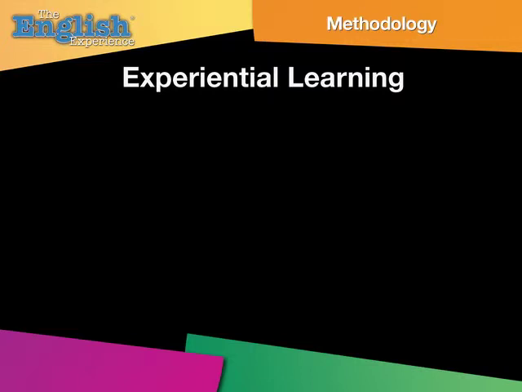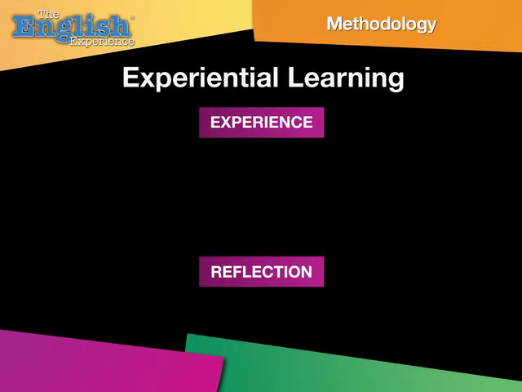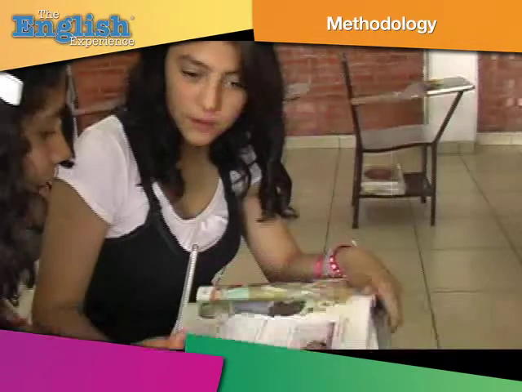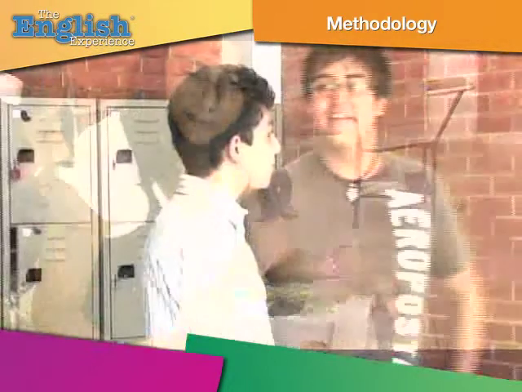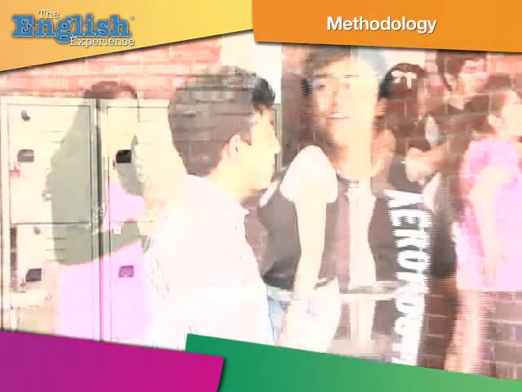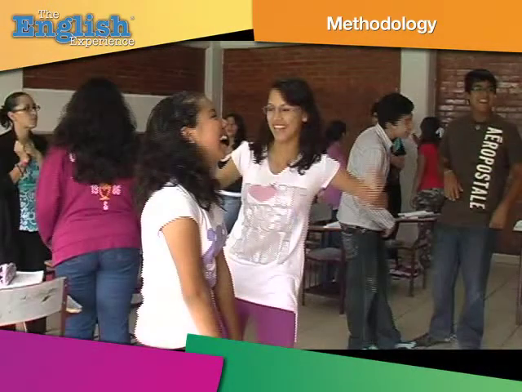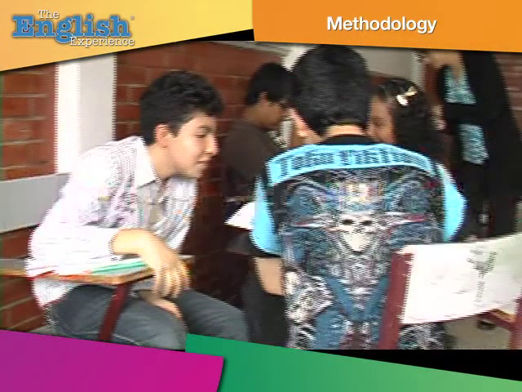A. That experience is essential for learning. And B. That in order to learn effectively, people need to reflect on experience in order to interpret it, and use what they learned in further experiences. The implication for ELT is that students will learn the language better if they are involved in doing things in the language, rather than being passive receptors of the language.